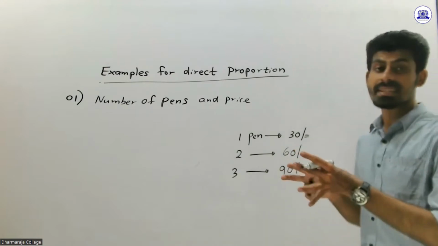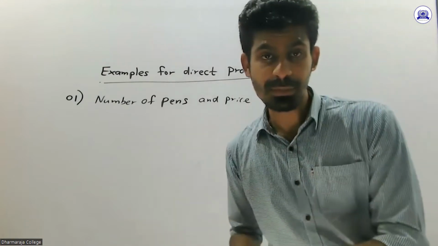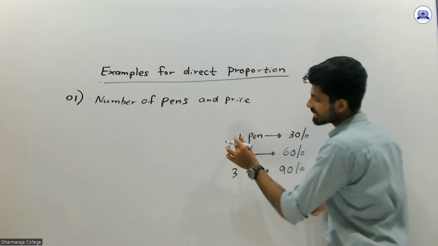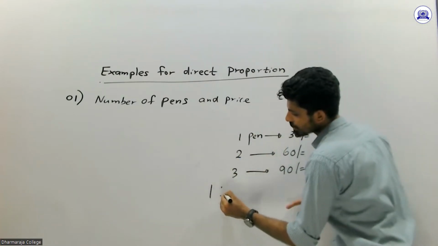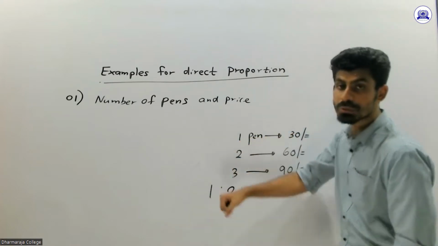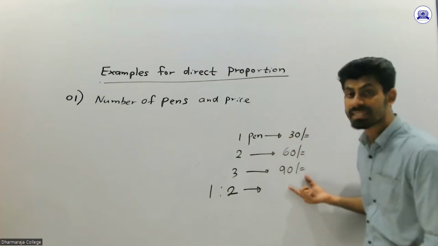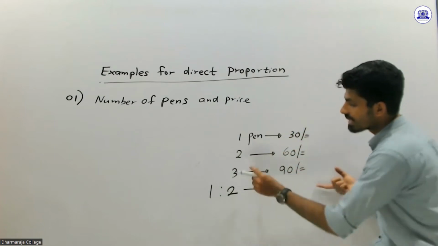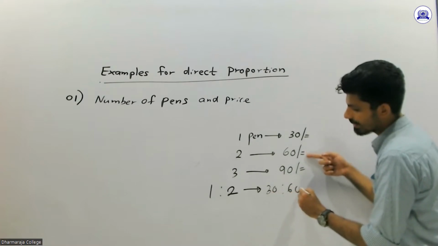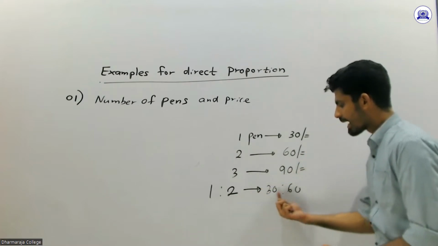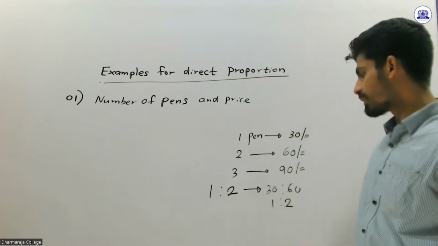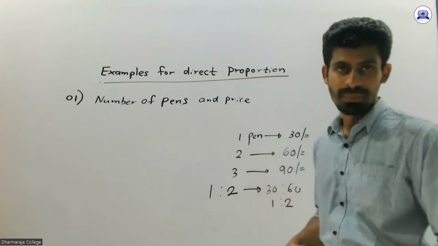Let's take the ratio between two quantities. Just take 1 to 2, I'm just taking the pen count. Now consider the price. So 1 pen means 30, 30 to 60. So you can clearly see 1 to 2. Those ratios are equal.